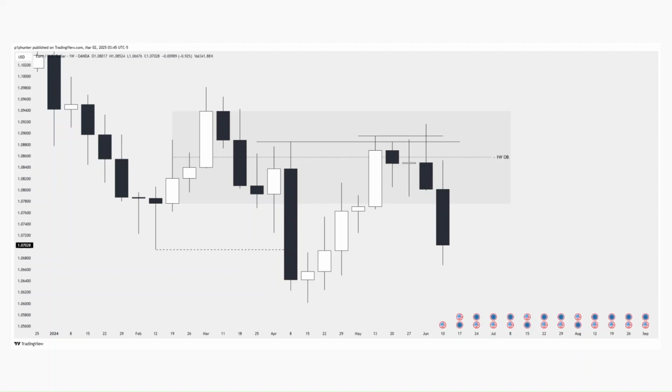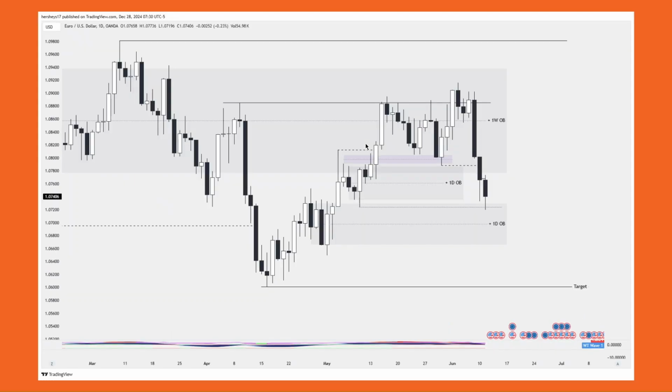On the weekly here, on the Euro chart, we have a double sweep inside a weekly bearish order block, giving us a clear bearish bias on the macro level. On the daily, we can see that we have had a shift in structure as well as continuation from the external range liquidity here to the internal range liquidity inside our designated range.